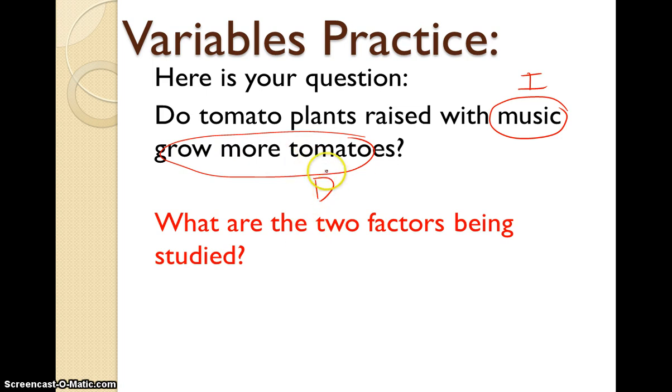So again, dependent's what you measure, independent is what you change in the experiment. And if you look at an if-then statement for hypothesis, the if part is usually the independent and the then part is usually the dependent. So if I play music, then more tomatoes will grow. You can see how that kind of fits. It's usually if independent, then dependent.